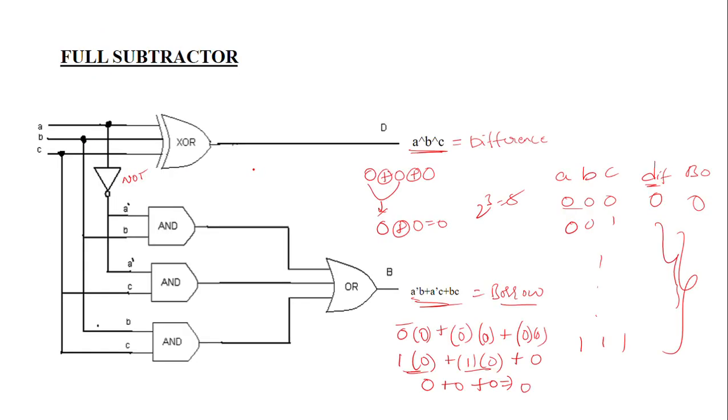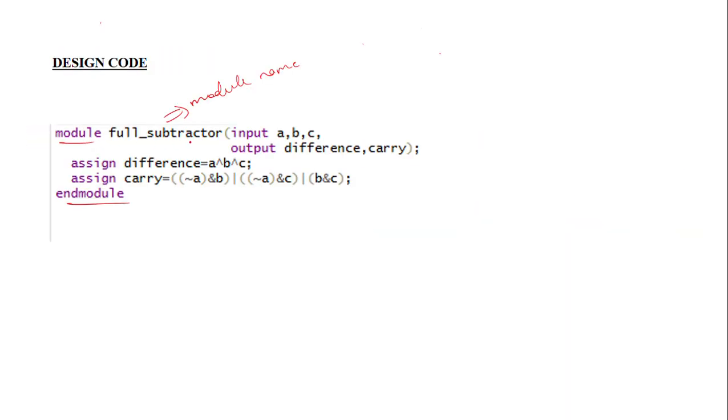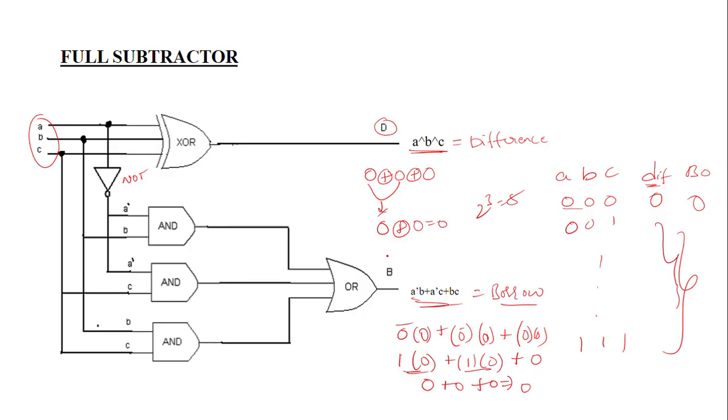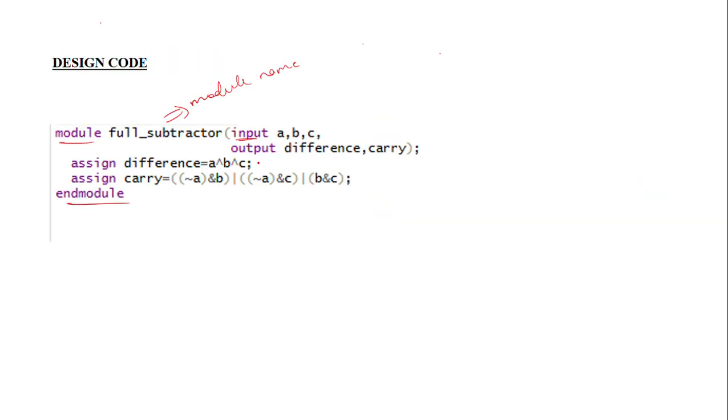What are the input ports in the full subtractor? A, B, C are the input ports. For representing the input ports, we simply write the input keyword and A, B, C. For the output, we get difference and borrow, so we write the output keyword for representing the output ports, difference comma borrow. You can write carry also, no problem at all. It is up to you. Whatever variable name you give, you can assign the value to that variable.